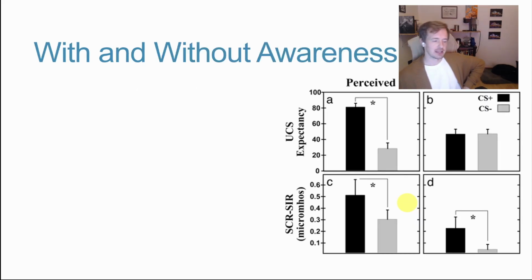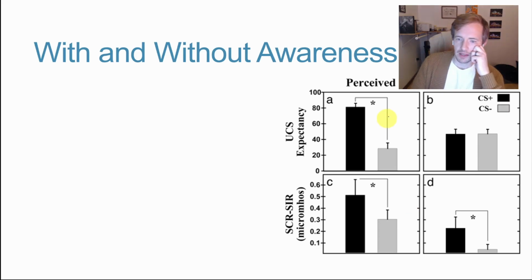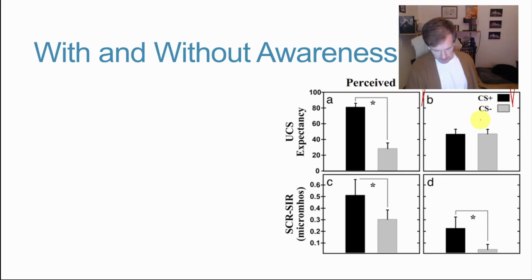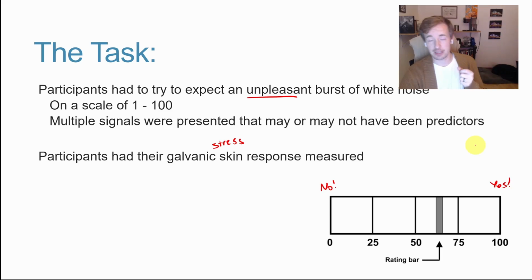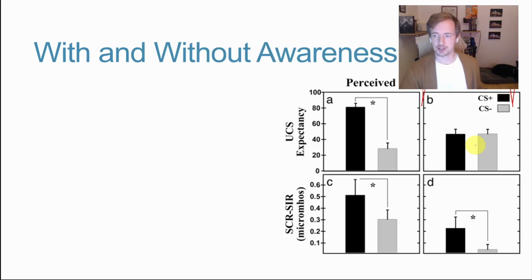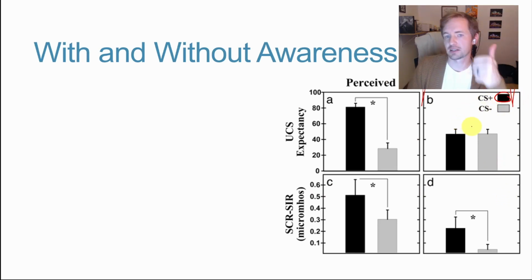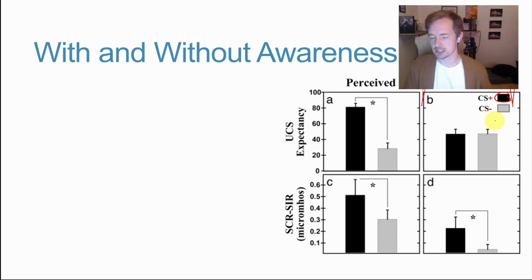All right, lots of data here. Let us unpack it piece by piece. Let's look at the unperceived. Basically, we're looking at the times that people couldn't figure out the pattern of what signal meant they were about to get hit with a white noise burst. So that's all the people that we see in unperceived. Now, CS plus, this black bar, basically means that yes, that unpleasant noise is coming. The gray bar means that no, the unpleasant noise is not coming.